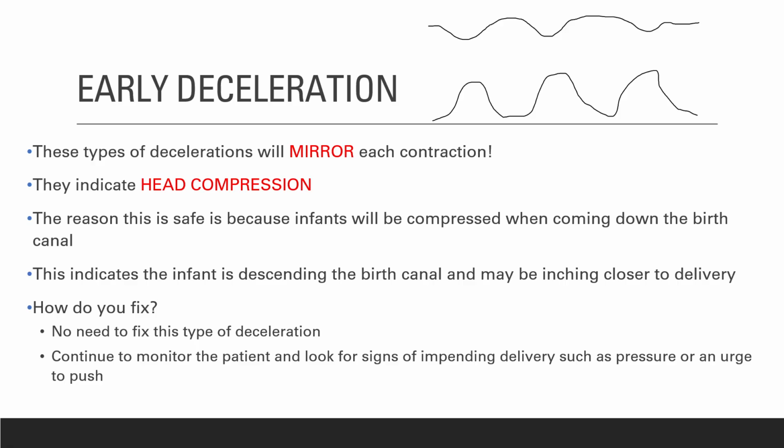This is good. When you see a strip like this, I just want you to focus on the actual deceleration part and don't look at the variability, because the variability is almost absent here. Anyhow, we don't really do anything here. We just continue to watch that strip and make sure that the baby's not compromised, and assist in the labor process. This means that the patient's progressing, the baby's coming down. These are all good signs that labor is heading in the right direction.